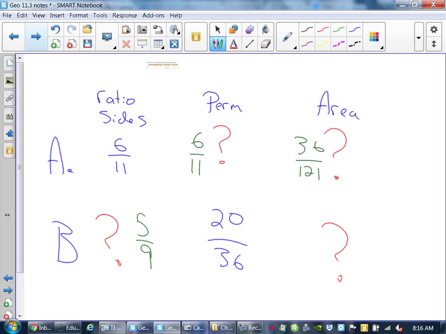That's all. Yes, sir. When you find the area, can you use both of those? You always want to use a simplified one because I believe that if you do 20 over 36 and square it, won't it still spit out 25/81? Yes, it should. So why is the ratio for the sides for B 5/9 and not 20 over 36? Because this can be simplified.